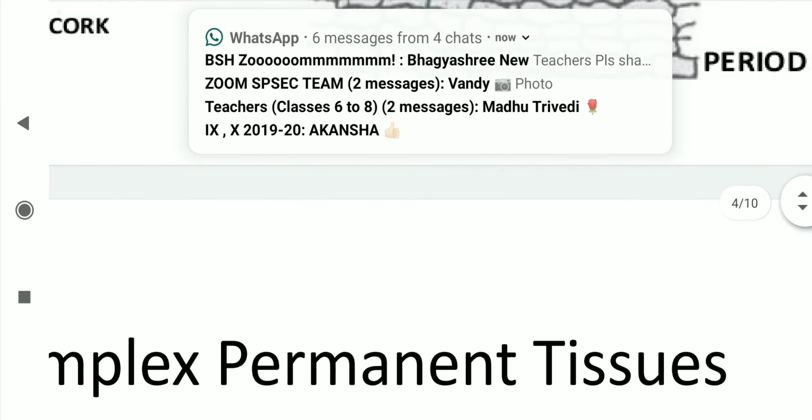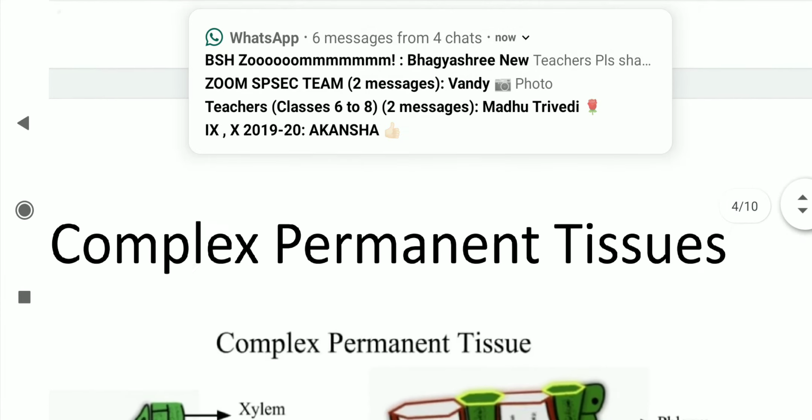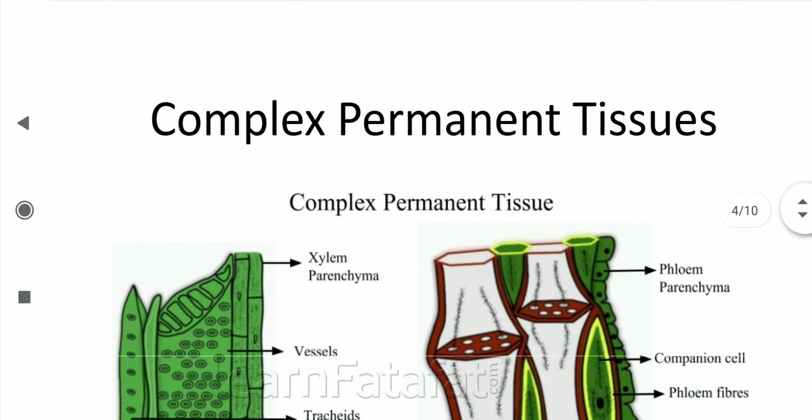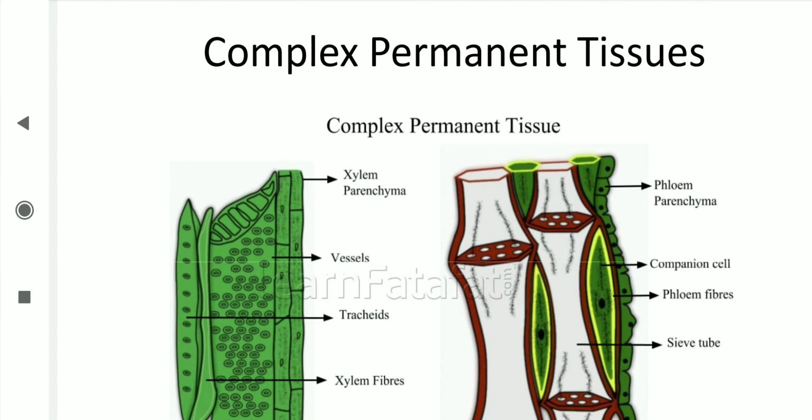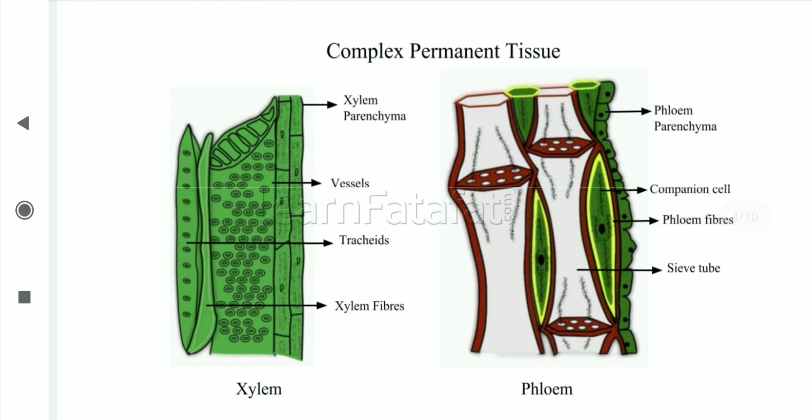Now come to the next, complex permanent tissues. Children, what are complex permanent tissues? Complex tissues are made of more than one type of cells. That is why we call them complex permanent tissues. Here, this is doing one work. There are 4 cells together. They are performing one function. So, complex tissues are made of more than one type of cells. All these cells coordinate to perform a common function.